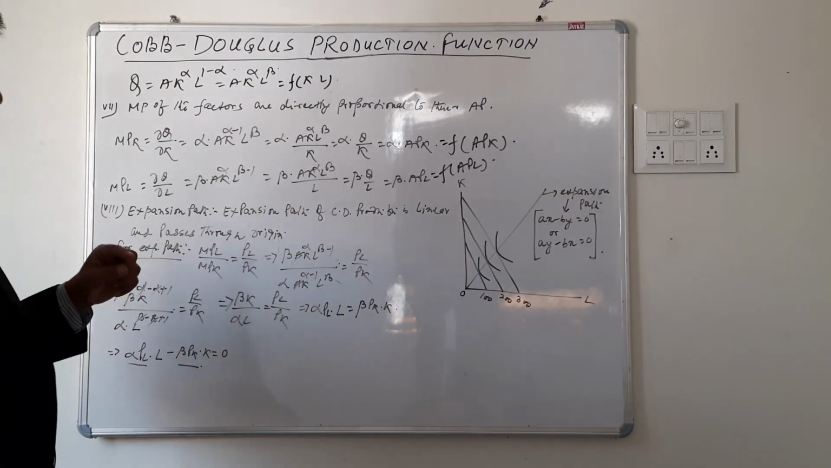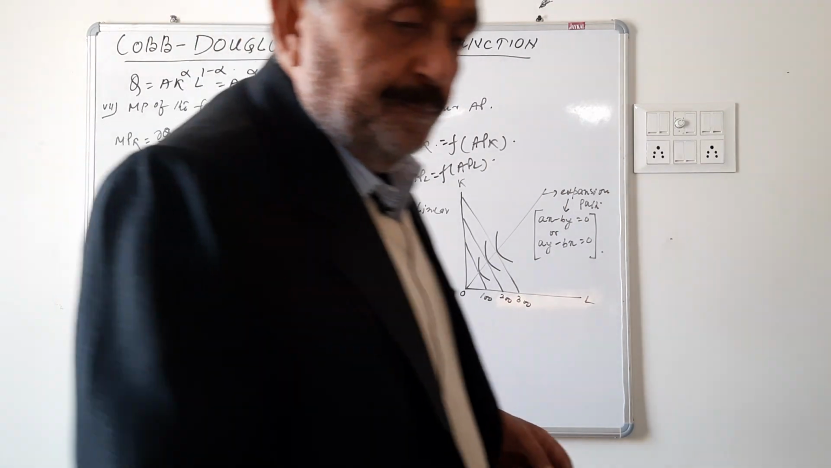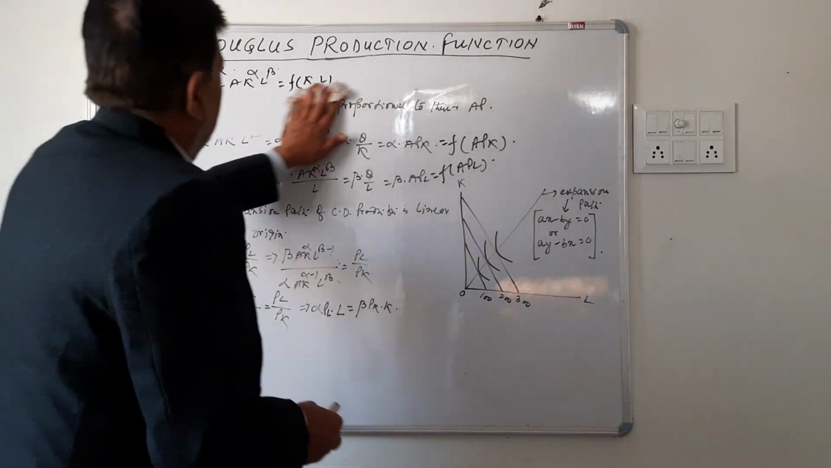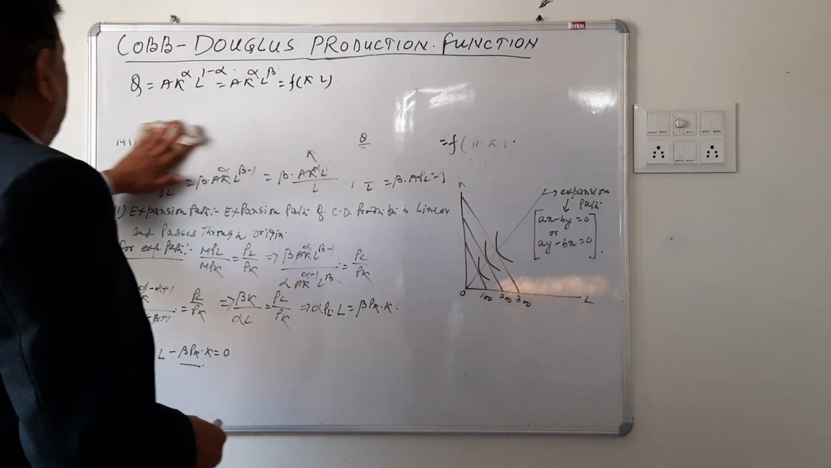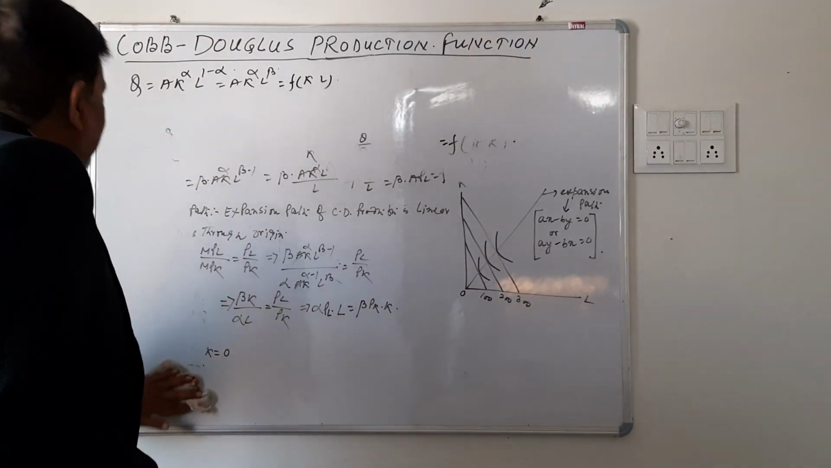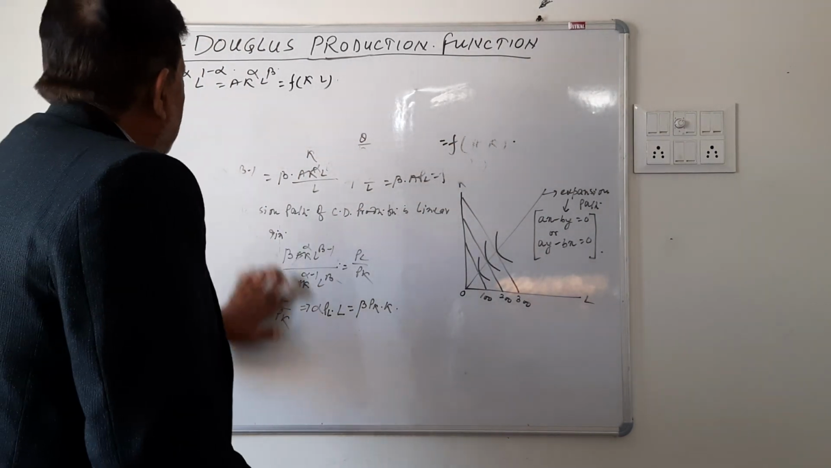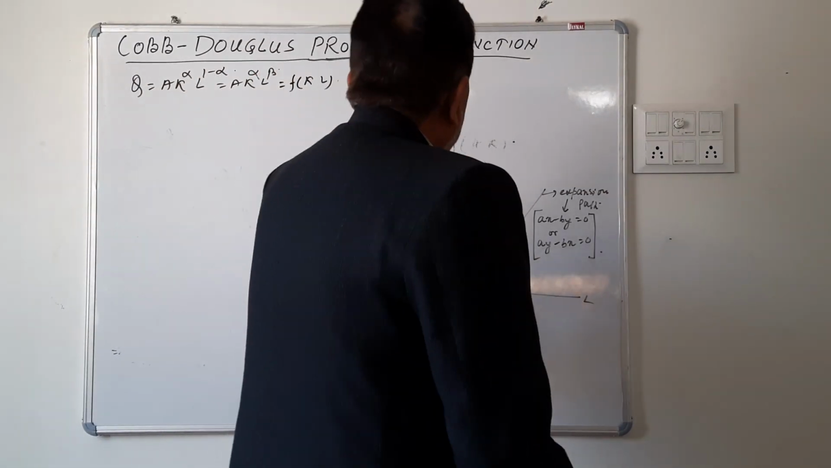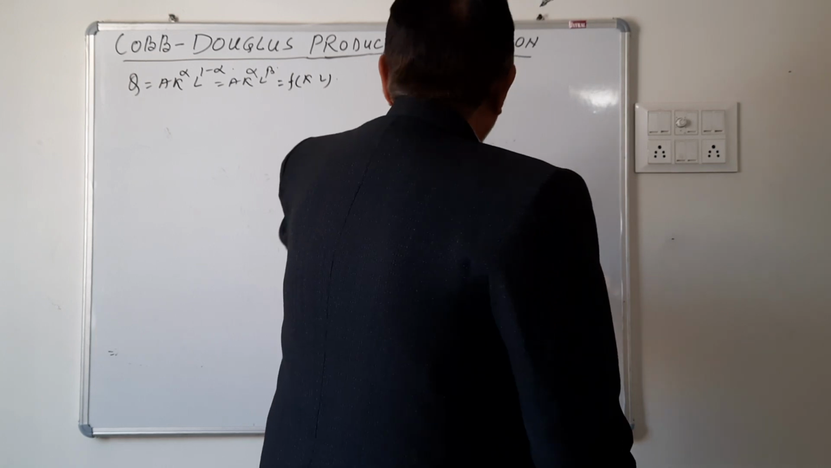Now come to the 9th property. The 9th property is Euler's theorem. Euler's theorem explains the distribution of output among the factor inputs. This is one of the important properties of Cobb-Douglas.